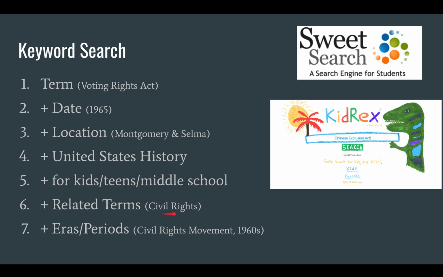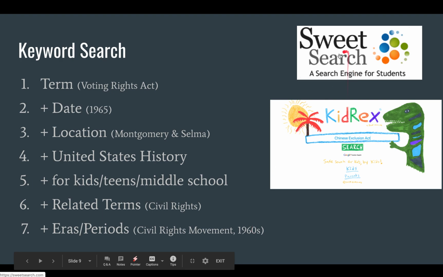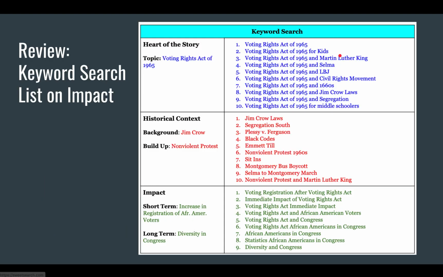For mine, Voting Rights Act, civil rights is an era, right? Or civil rights movement, 1960s. And then use KidRecs or Sweet Search because they're more appropriate for people your age. And then review, this is the keyword search list on impact. And this is what I would do for mine.